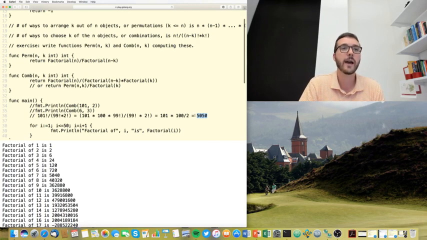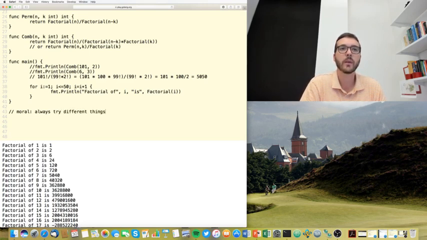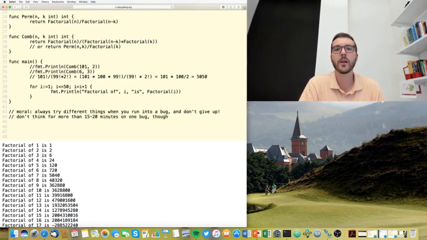But I do want you to take away as the moral, so if there's a moral to the story of today, it's that always try different things when you run into a bug, and don't give up, okay? I would add to this, don't think for more than 15 to 20 minutes on one bug though, and this is another really good reason why sleep is helpful, as well as procrastination being hurtful.